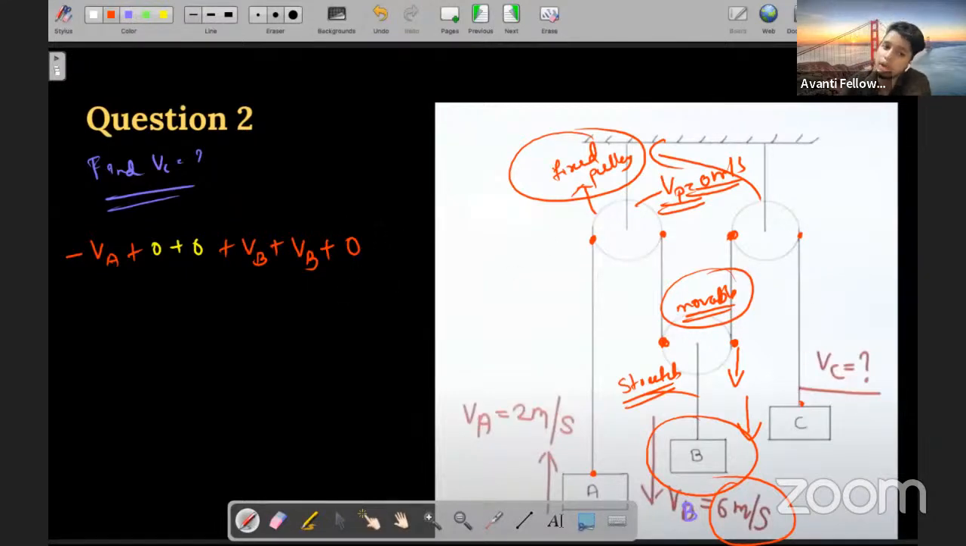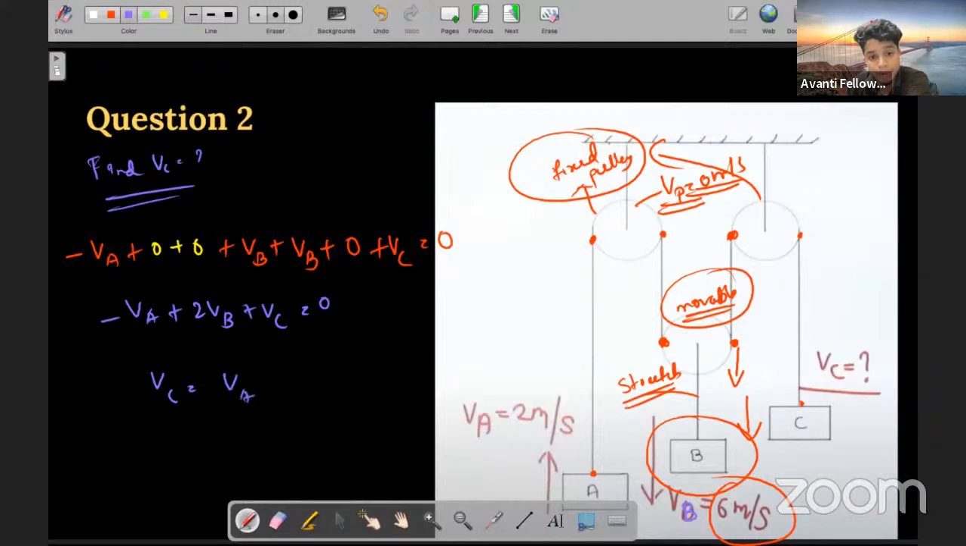Yes or no? So let me take VC and it to be 0. Now we have minus VA plus 2VB plus VC equal to 0. We get VC to be VA minus 2VB, and VA is 2 meter per second minus 2 into VB, which is 6. Yes. So we get 2 minus 12, which is equal to minus 10 meter per second.